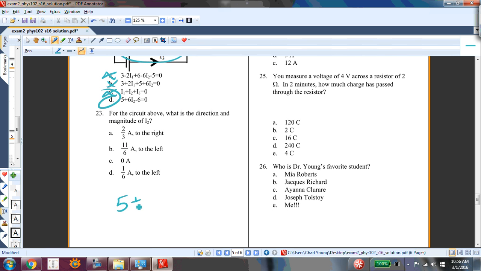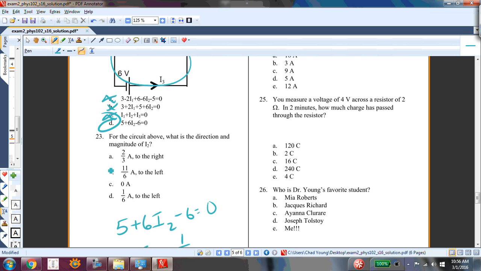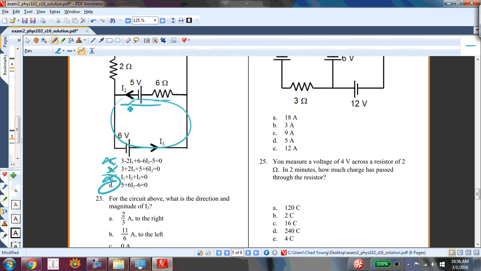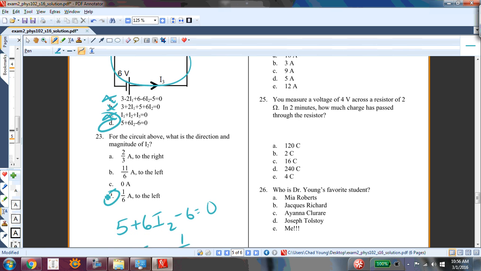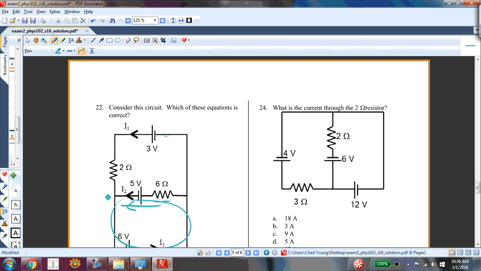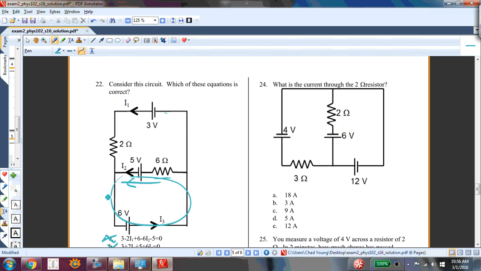5 plus 6I2 minus 6 equals 0. So I2 equals 1/6, right? Yeah, 1/6 amp. And it's positive, so it should be as it's drawn, so that is to the left, so D is the right answer. What is the current through the 2 ohm resistor?